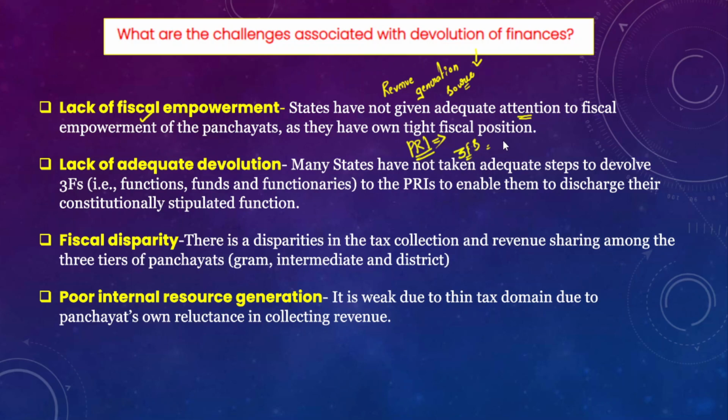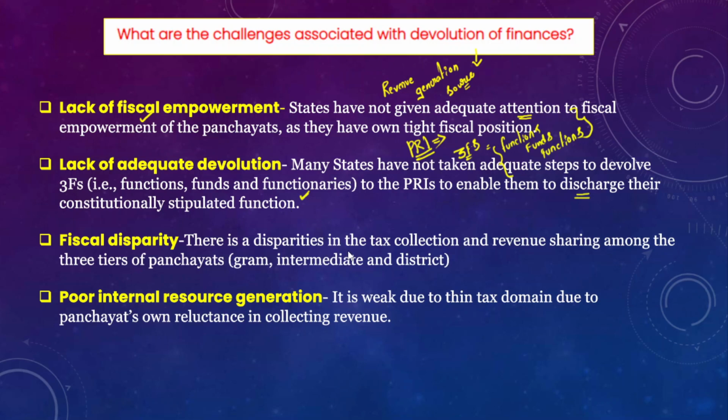So 3F means functions, funds, and functionaries. Panchayati Raj institutions were not adequately provided the functions, funds, and functionaries, which are very important to discharge their constitutionally stipulated responsibilities. Therefore, when they were not given adequate powers, funds, and functions, they will not be able to perform as per the intended objectives.